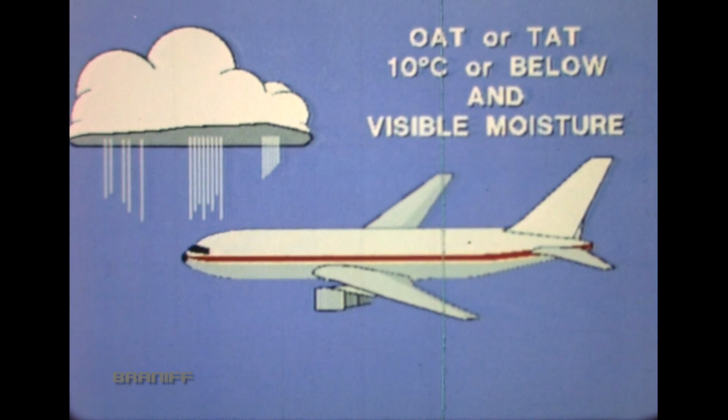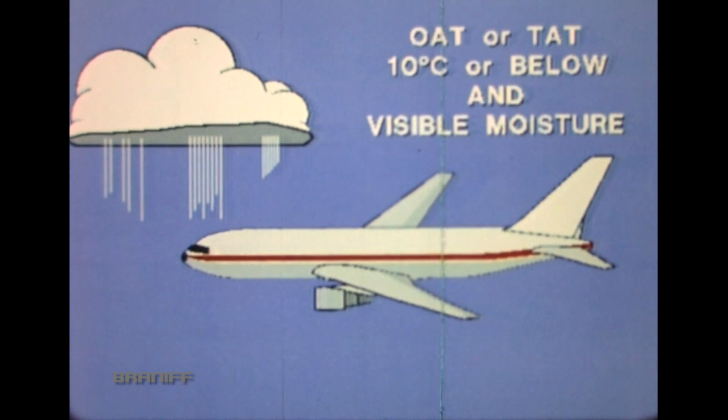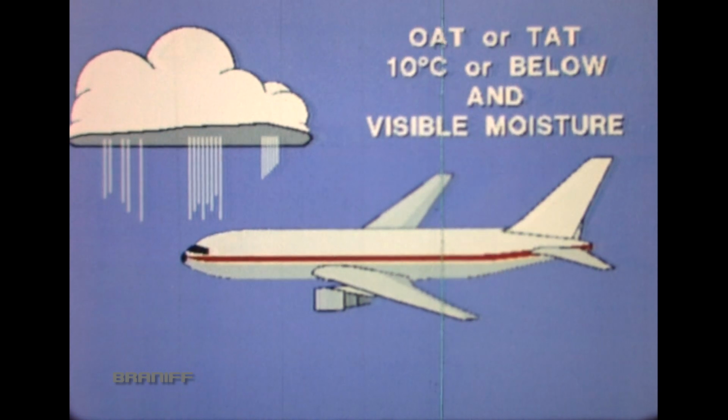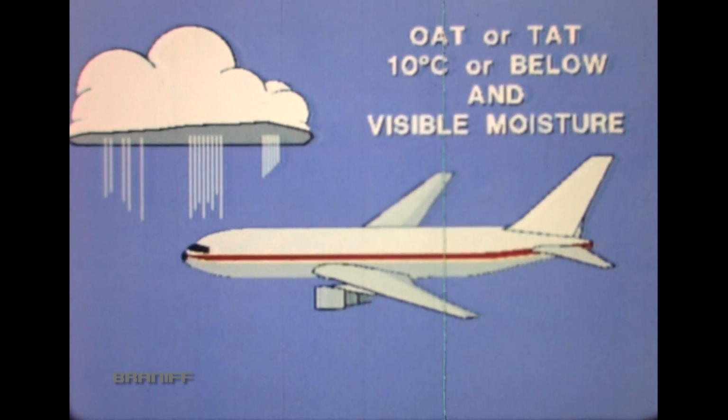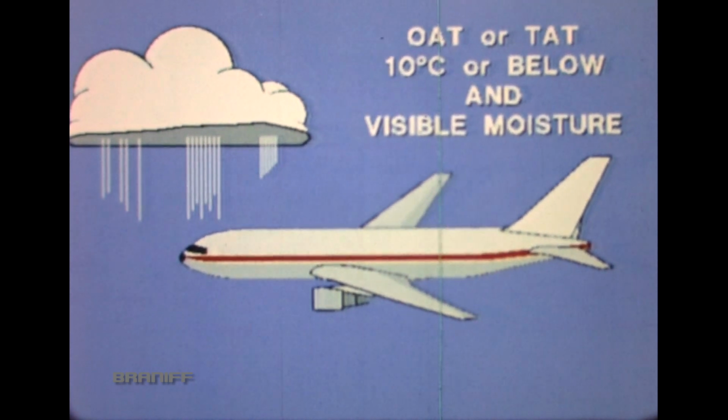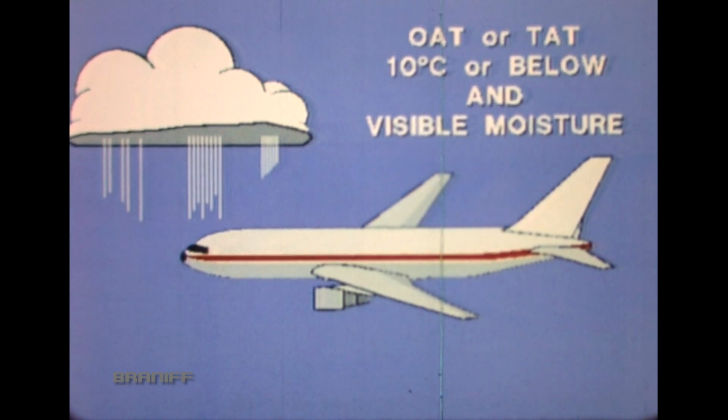Icing may occur when the outside air temperature on the ground, or total air temperature in flight, is 10 degrees centigrade or below, and visible moisture in any form is present. Visible moisture can be in forms such as rain, snow, sleet, or ice crystals. Clouds are considered visible moisture, and so is fog when visibility is 1 mile or less.